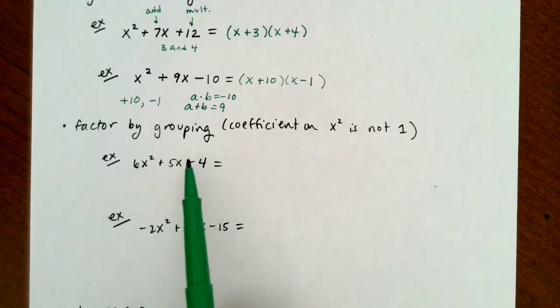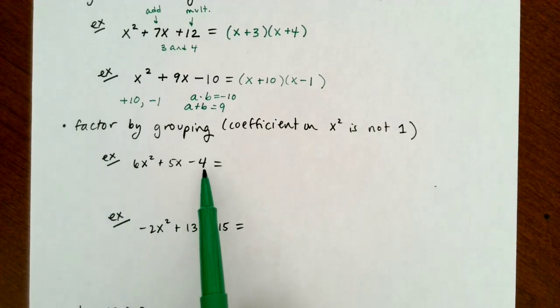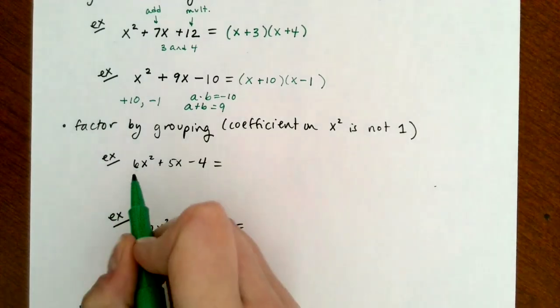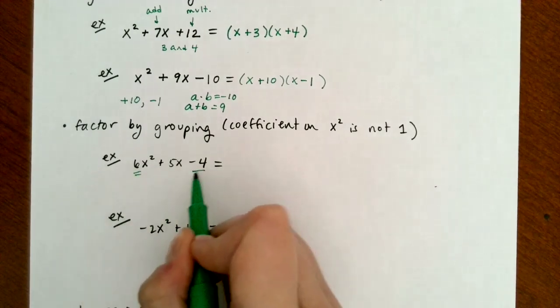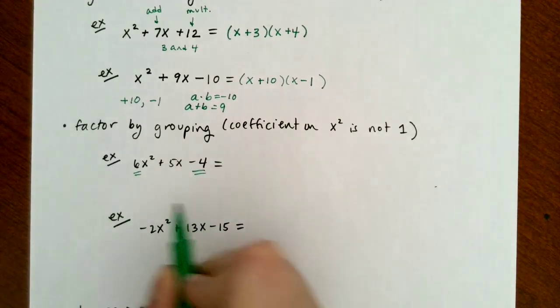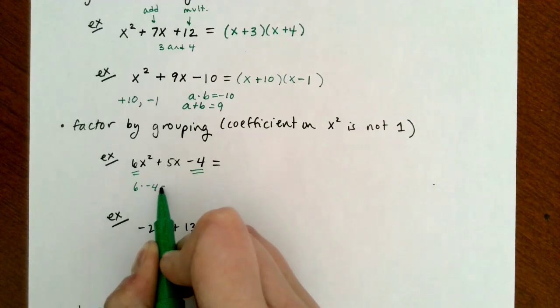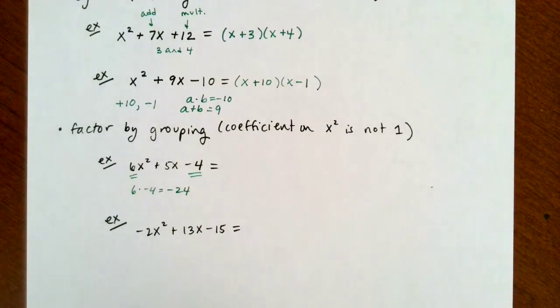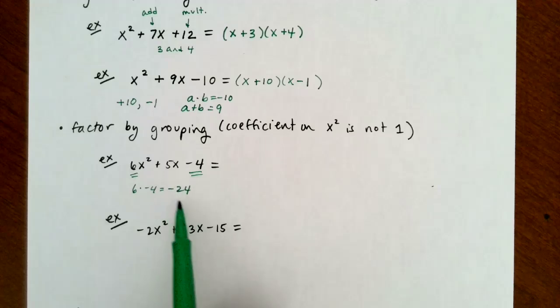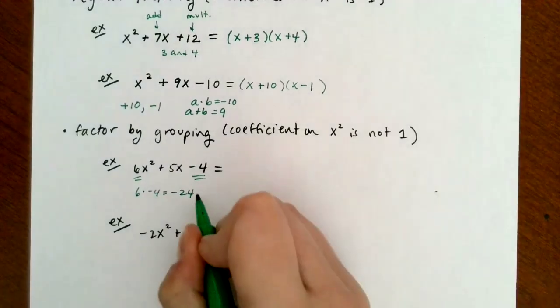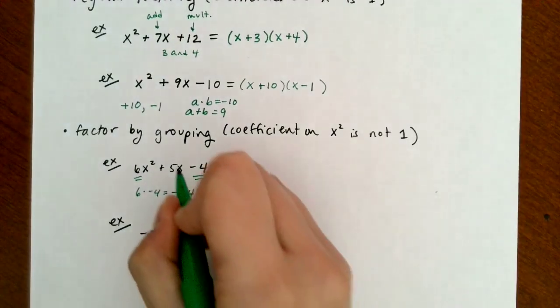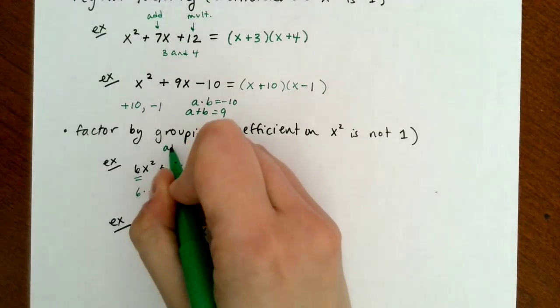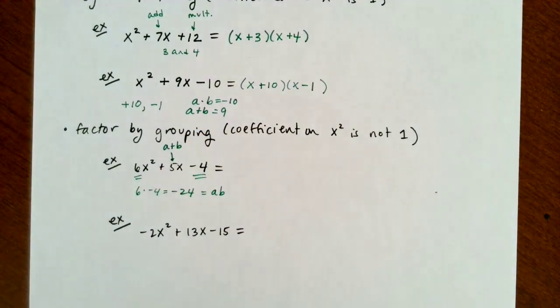So instead of just looking straight at the negative 4 to get started, what I'm going to do is multiply the 6 right here and this negative 4. All right, so 6 times negative 4 is negative 24. So when I'm picking two numbers in this moment, I need them to multiply to this and add to the 5. So I need this to be a times b, and then 5 to be a plus b.